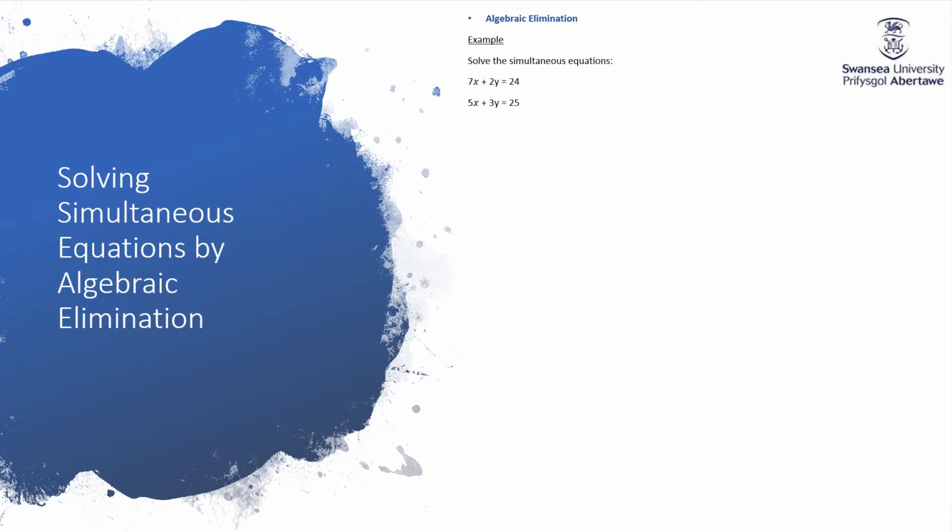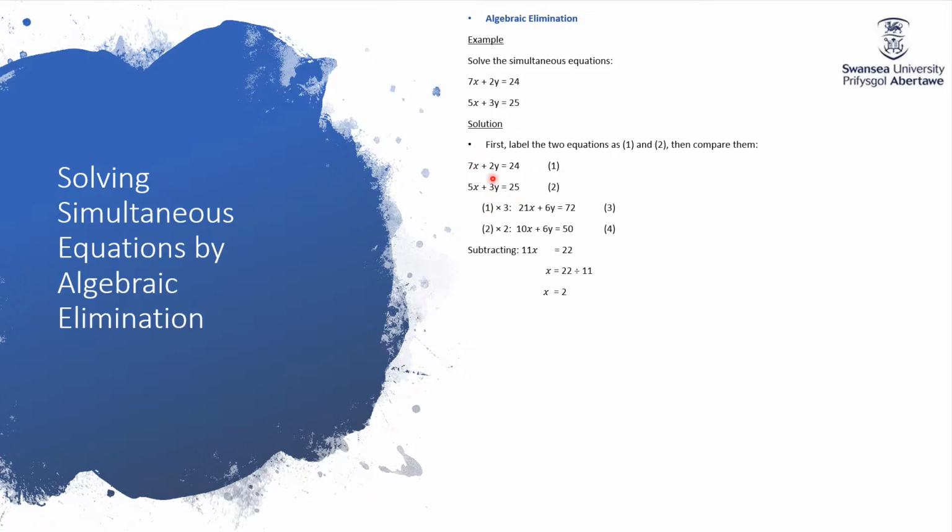Let's now look at another problem to solve using algebraic elimination. Here we have the example of simultaneous equations of 7x plus 2y equals 24 and 5x plus 3y equals 25. So first we need to number them. So I've numbered this one 1 and this one 2 in the same order they are here. Then we need to try and get a similar number of x's or y's in the two equations. So let's show you how to do this.